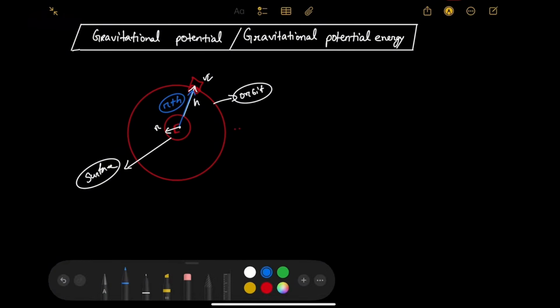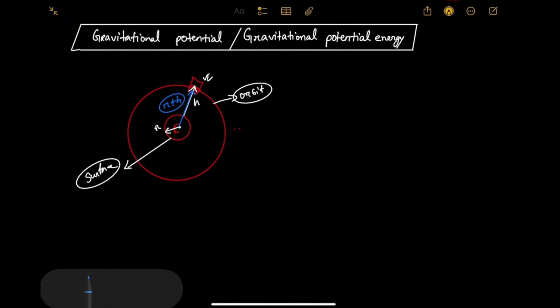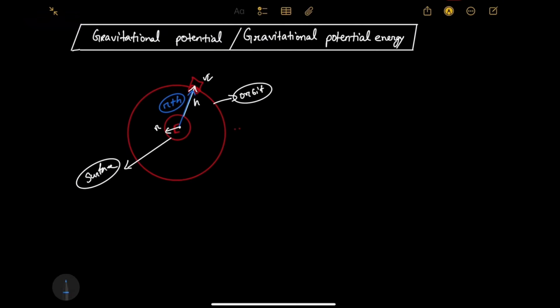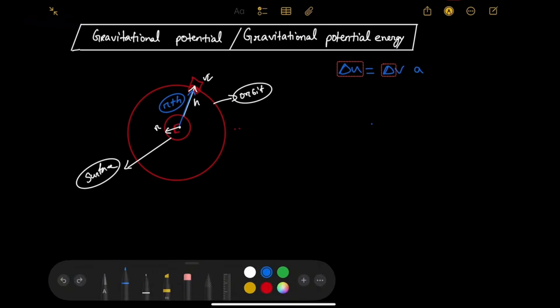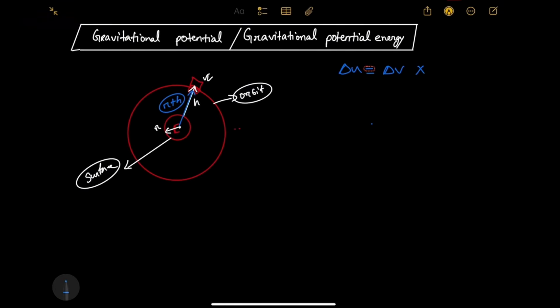Now let's derive the formula of gravitational potential energy. We know delta U means gravitational potential energy. Gravitational potential energy is gravitational potential times mass, so delta V times the mass. This is the formula of gravitational potential energy. Now the gravitational potential has a formula of minus GM by r. This will be the formula.